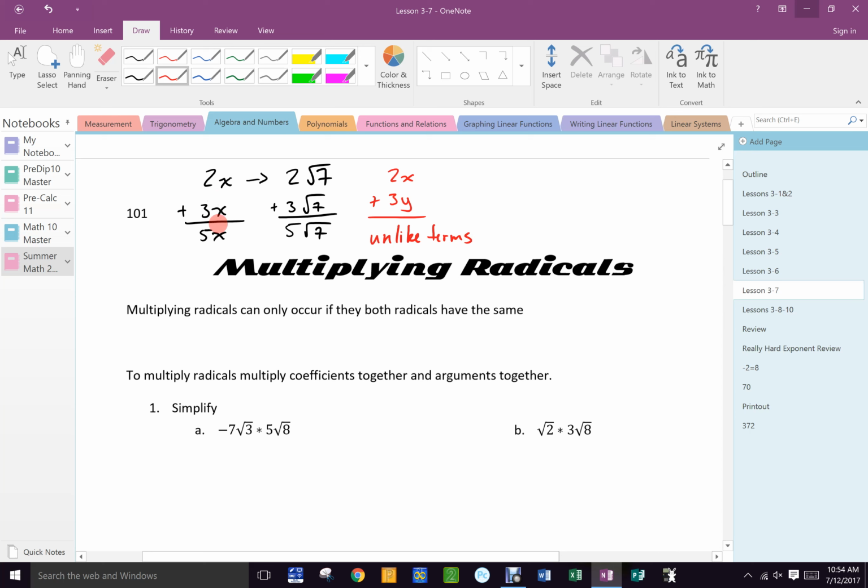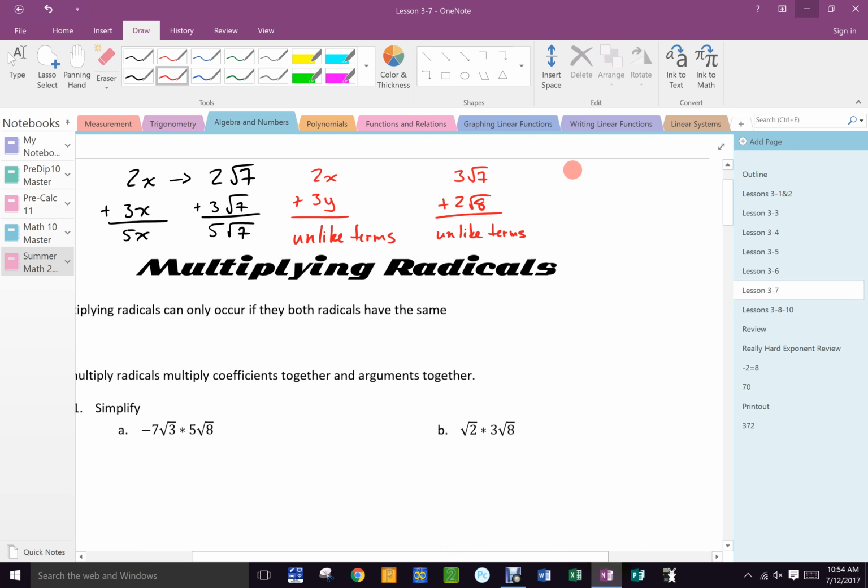If all these rules applied to radicals as well, like they do, then am I allowed to do this? 3 root 7 plus 2 root 8. I cannot do that, because they are unlike terms. Is everybody cool? Yep. So what then, knowing everything you know, is 3 root 7 plus 5 root 7?